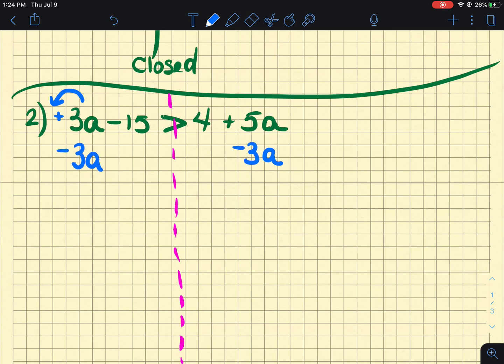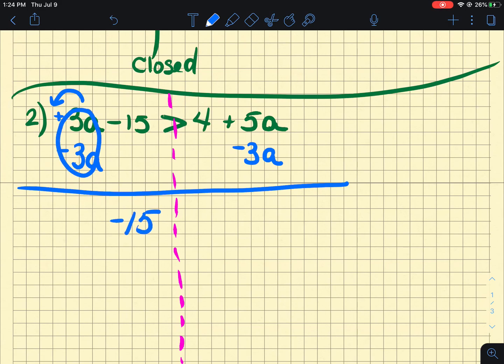Notice where I lined up the 3a. I put one on each side, but I lined them up under the other a. Okay? Well, plus 3a minus 3a, that's a big fat 0. So on the left side, we're left with a negative 15. You can say subtract 15, but negative 15 is the way we say it.